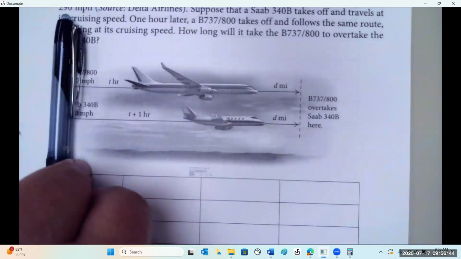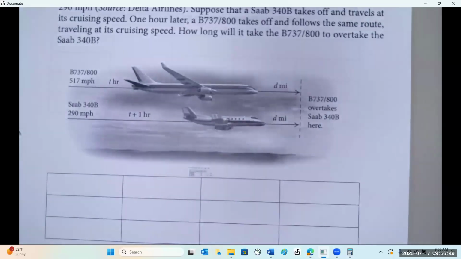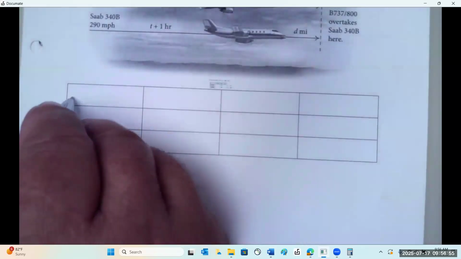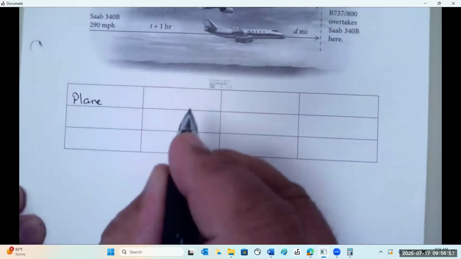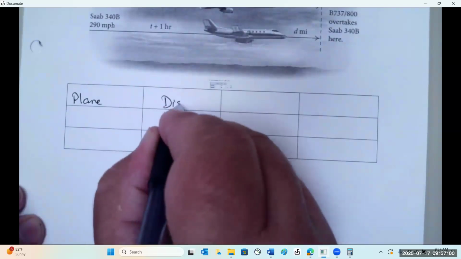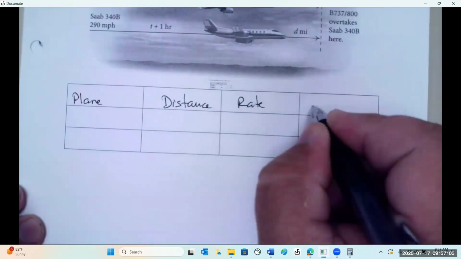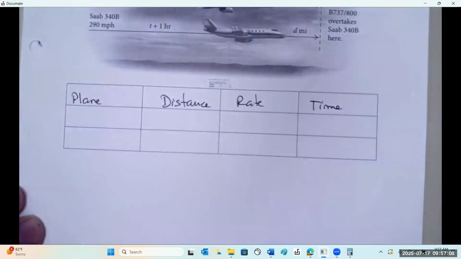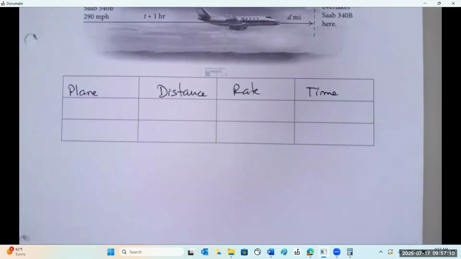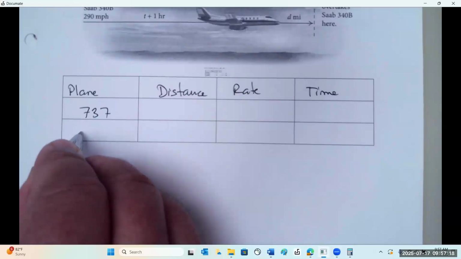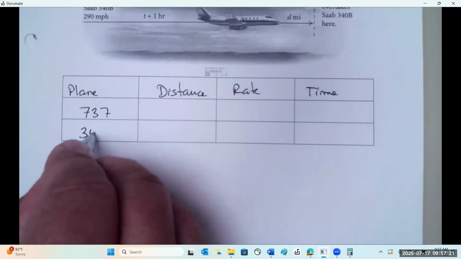So they both start off from the same airport. They just took off at different times and they're heading the same direction. This is how we set it up. This is the plane. We have the distance, the rate, and the time. So we have the 737 and the Saab 340.